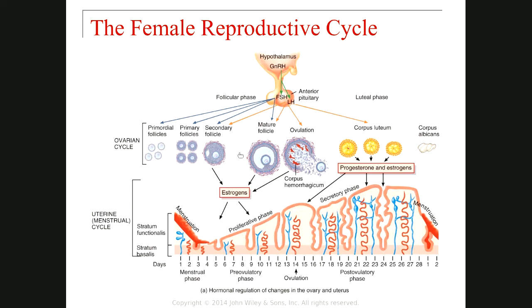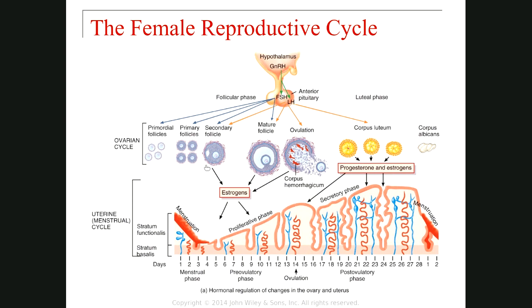This mature follicle can secrete estrogen and inhibin. And when the amount of estrogen and inhibin increases from this mature follicle, by negative feedback, the secretion of FSH declines. So we don't have any more growth of primordial and primary follicles.